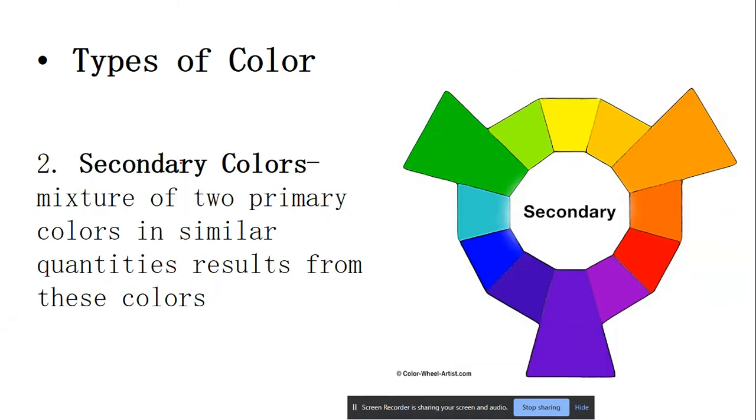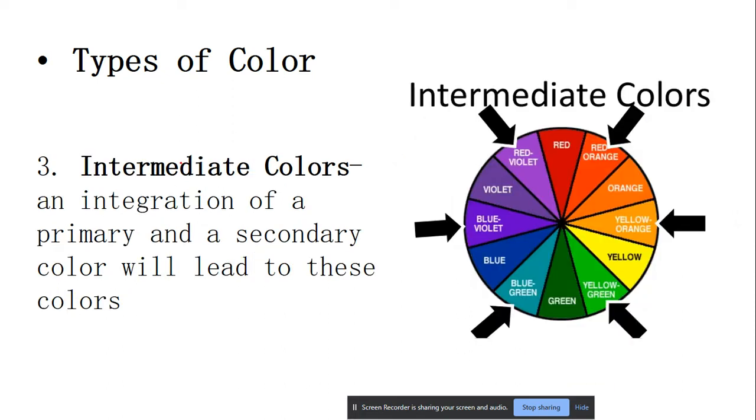And then we have the secondary colors, the mixture of two primary colors in similar quantities that results in this color. So this is the combination of two primary colors resulting in a secondary color. And then we also have the intermediate colors. An integration of a primary and a secondary color will lead to these colors.